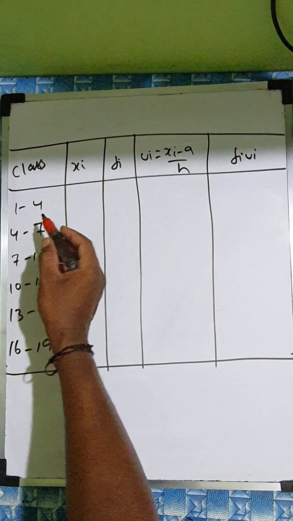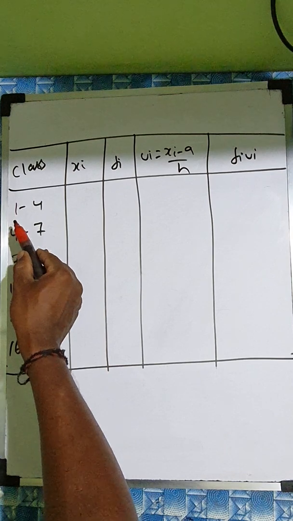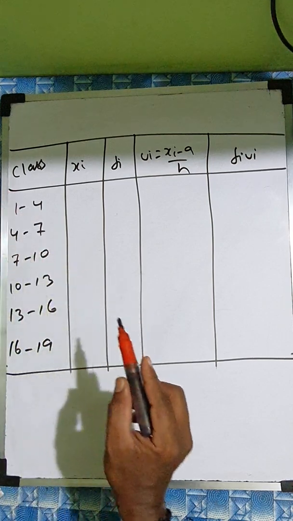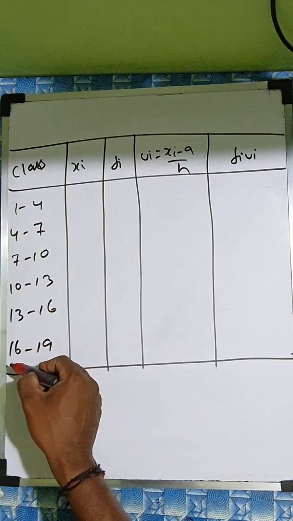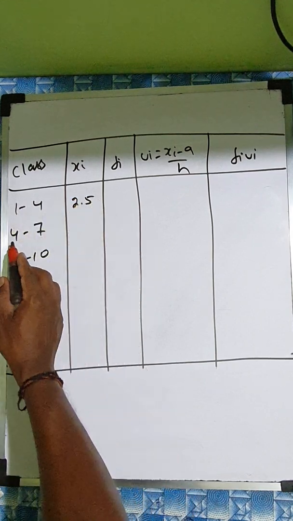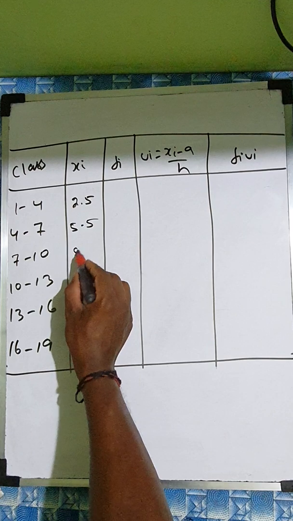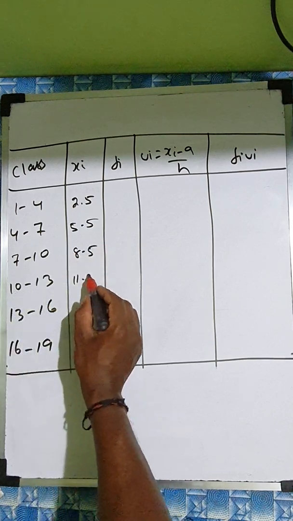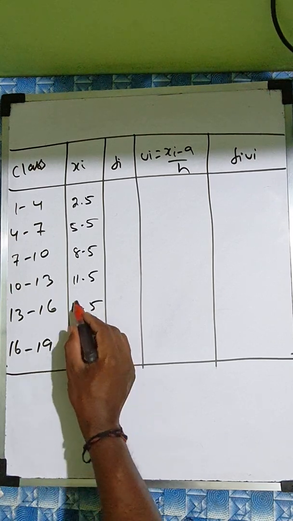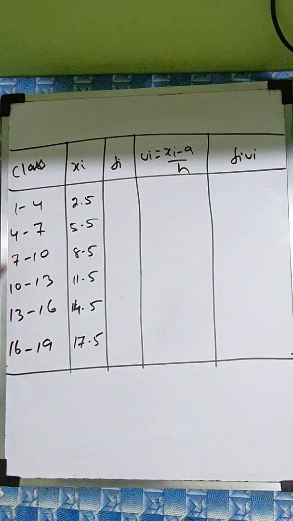So you have to find out the mid value. The mid value, already told you, you have to subtract these two: 4 minus 1 is 3, 3 divided by 2 will be 1.5. That 1.5 is added to all the first numbers. So 1 plus 1.5 is 2.5. Again 4 plus 1.5 is 5.5. 7 plus 1.5 is 8.5. 10 plus 1.5 is 11.5. 13 plus 1.5 is 14.5. And this one is 17.5. Understood now? The mid value is an easy way. You just subtract and divide by 2, and add that number to all the first numbers.